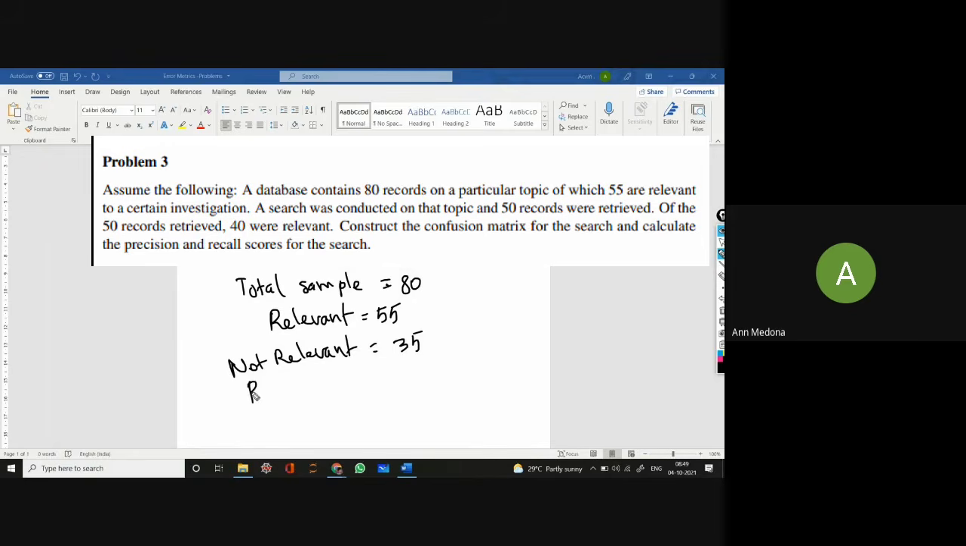So you are predicting 50 records. Okay, so of the 50 records retrieved, 40 were relevant, which is nothing but our true positive. So our true positive is nothing but 40. So directly you can write our false positive will be equal to 10. So let me draw the confusion matrix.